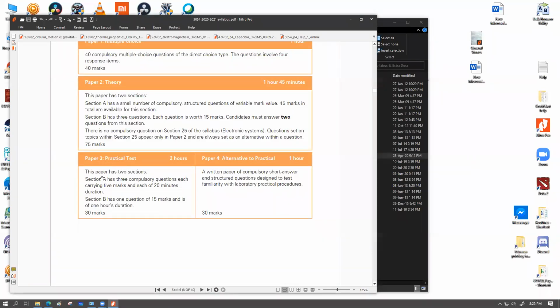Paper 3 is a practical test. This paper has 2 sections. Section A has 3 compulsory questions, each carrying 5 marks and each of 20 minutes duration. Section B has 1 question of 15 marks, is of 1 hour's duration, total 30 marks. Whereas paper 4 is a 1 hour written test, a written paper of compulsory short answer and structured questions designed to test familiarity with laboratory practical procedures. So paper 4 is basically a written version of a laboratory test.